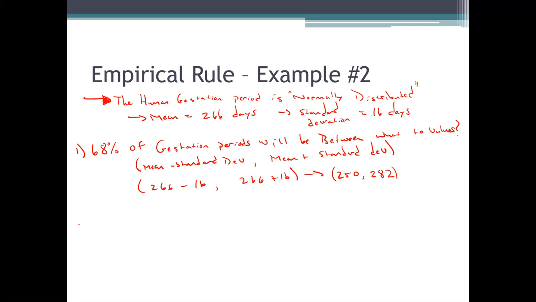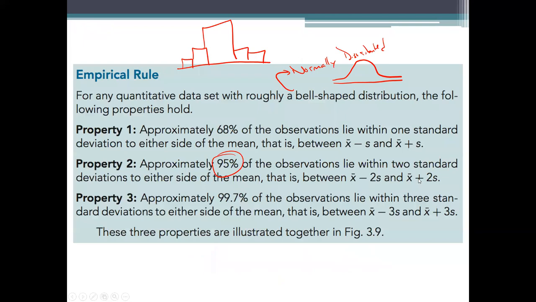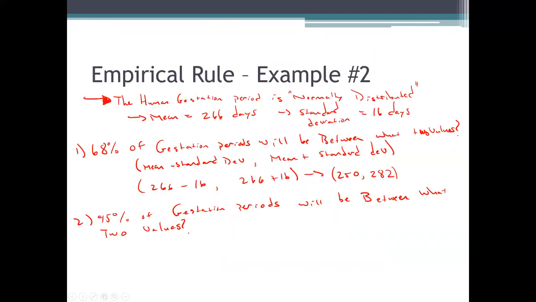Let's expand on that. 95% of gestation periods will be between what two values? This is why the empirical rule is great. All it is is two standard deviations now. So you're going to take the mean, 266, and subtract two times the standard deviation, and go to 266 plus two times the standard deviation.